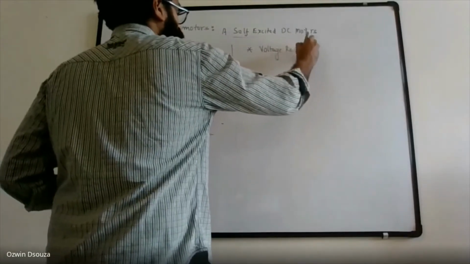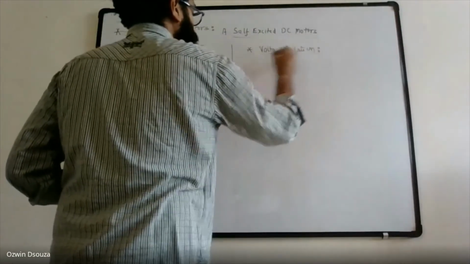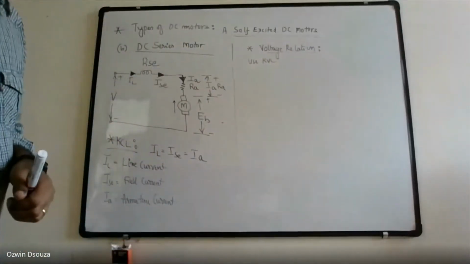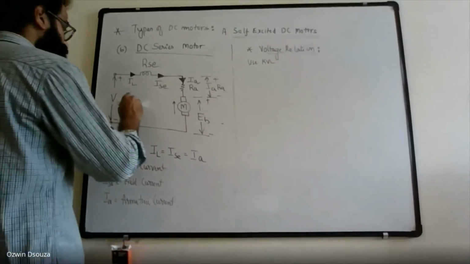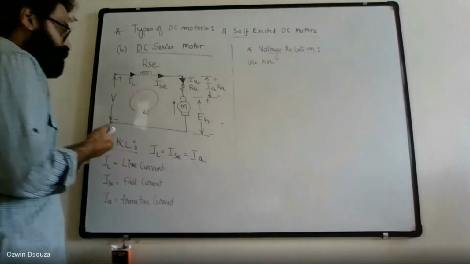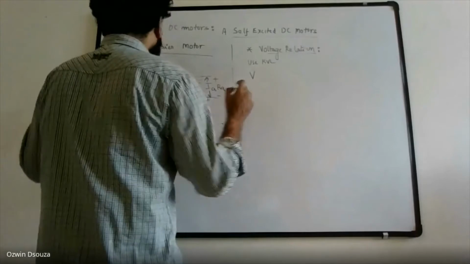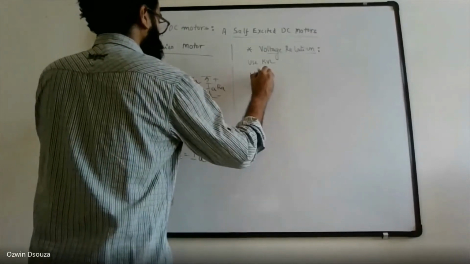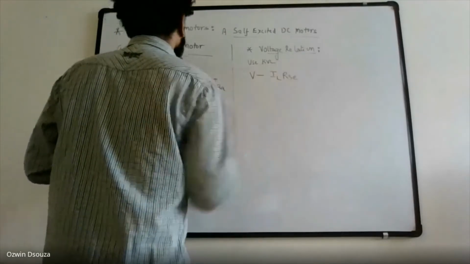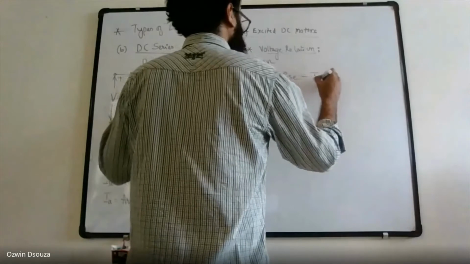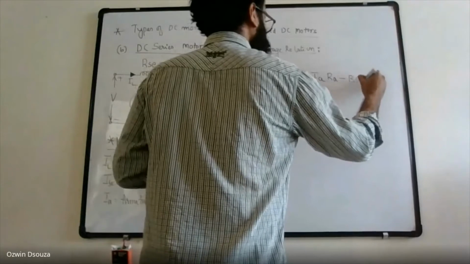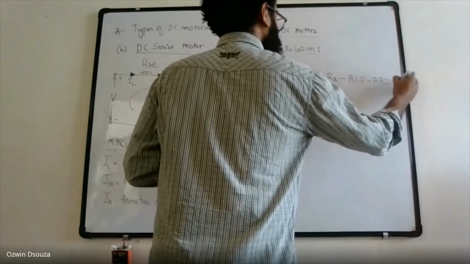Voltage relation. So for the voltage relation, you can use KVL, Kirchhoff's voltage law. So let's apply KVL to determine what is the source voltage V. Okay. So when you apply KVL in the designated path, what are you going to get? Minus to plus V, then minus IL RSC minus IA RA minus EB minus ARD is equal to 0.